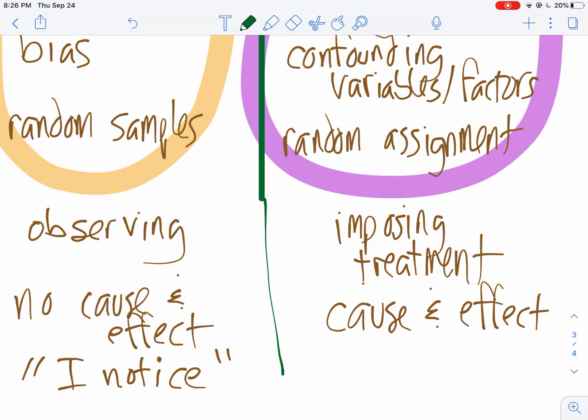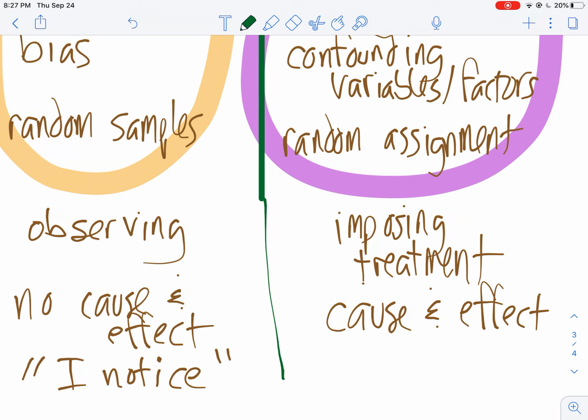Here's another example. It's a real classic example too. You look around and you're noticing that people who smoke tend to cough a lot and they're not as healthy. You can't necessarily jump to the conclusion that smoking makes you unhealthy and it makes you cough a lot if it's not an experiment. You can observe it. You can say, hey, I noticed this.